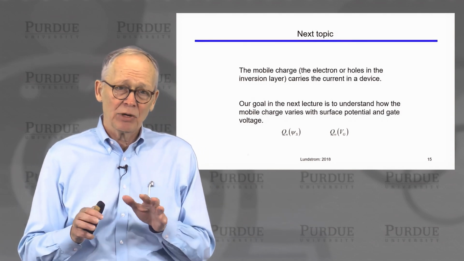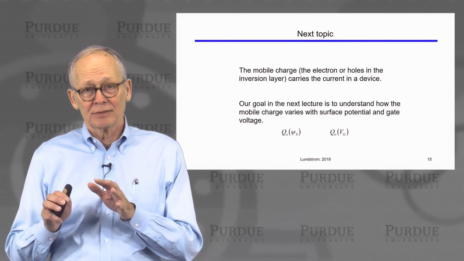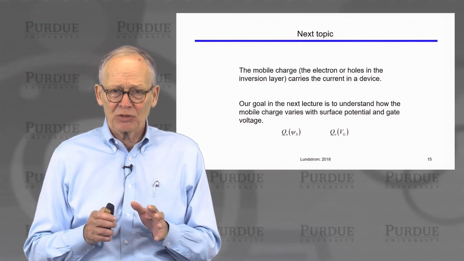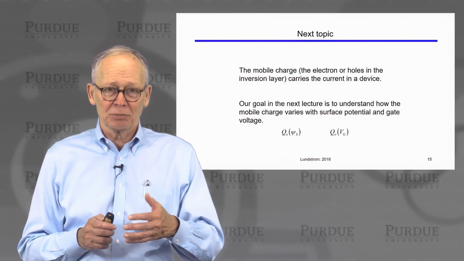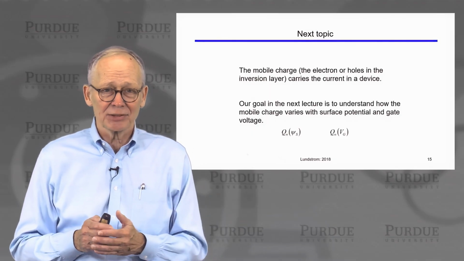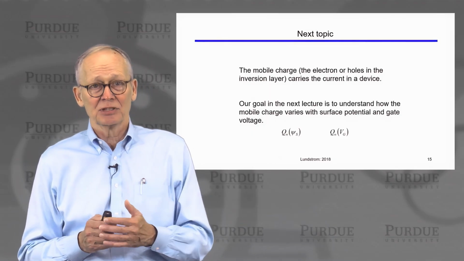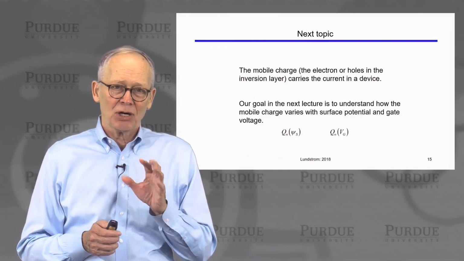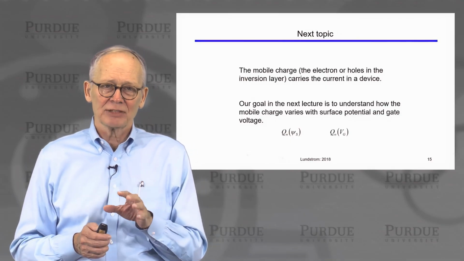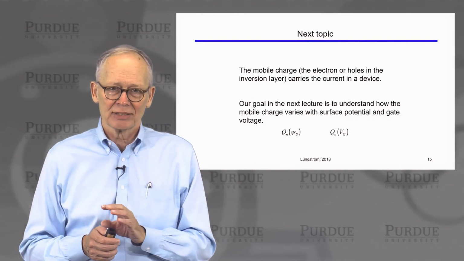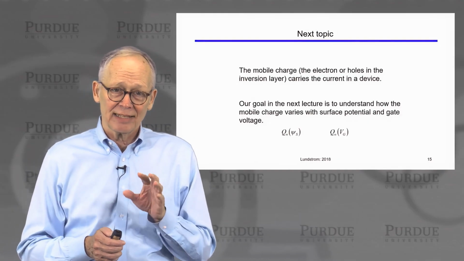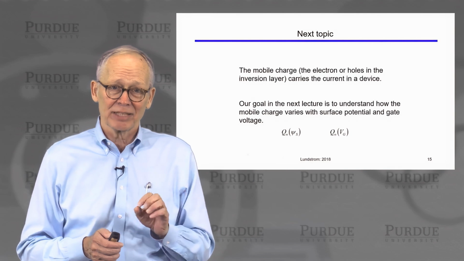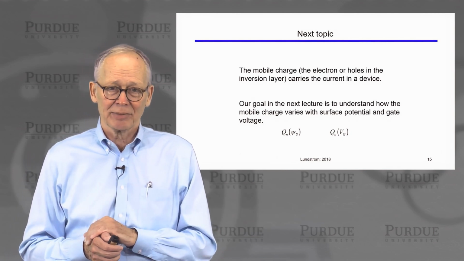And we're really now going to begin to get ready to prepare ourselves to understand MOSFETs. We've talked about charge in the semiconductor. There's a depleted charge, which affects the CV characteristics. There's an inversion charge, which also affects the CV characteristics. When we talk about MOSFETs, the current in a MOSFET is carried by the mobile charge. The mobile charge is the charge in the inversion layer. Electrons in a p-type semiconductor, holes in an n-type semiconductor.